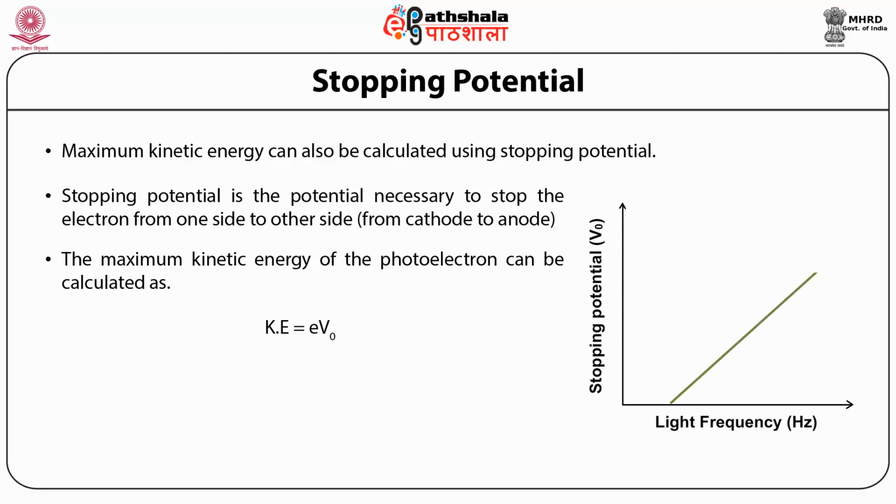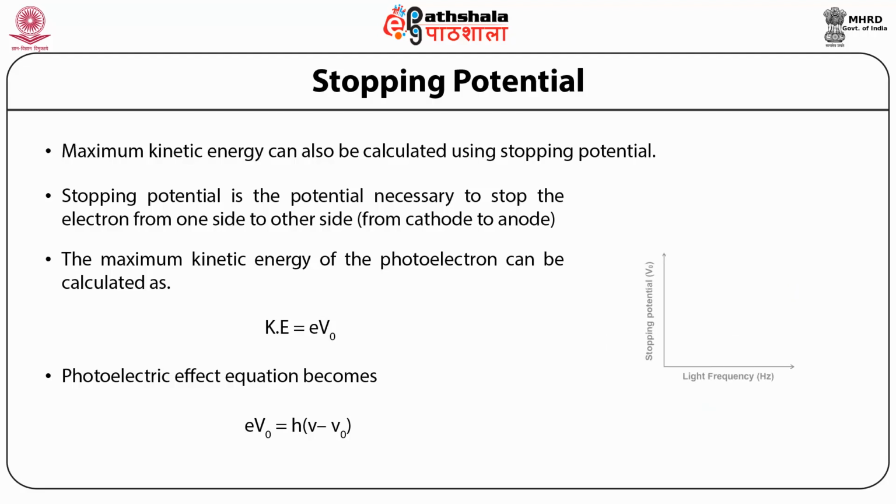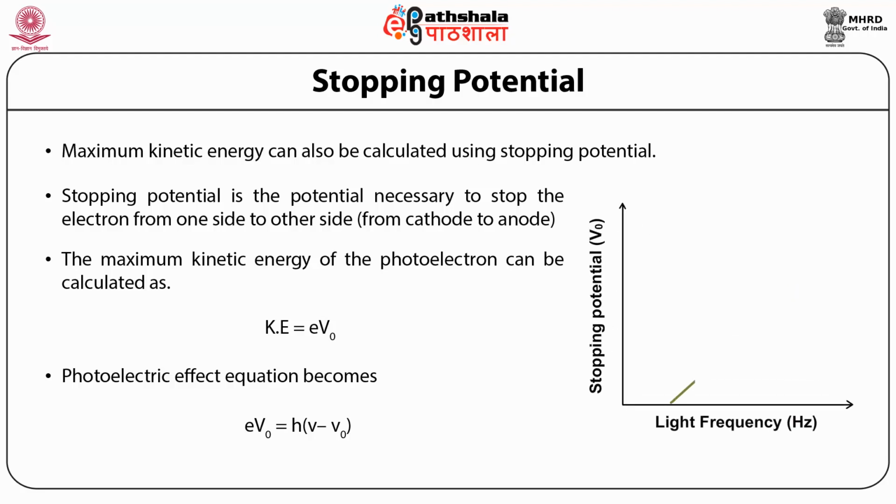Now, how do we interpret this? Slope is always the same for all targets. Y-intercept is different for different target materials. The photoelectric effect equation becomes eV₀ = h(ν − ν₀). V₀ is the stopping potential, and hν₀ is the work function of the metal. Work function is the minimum amount of energy required to remove an electron, and h is equal to 6.63 × 10^−34, that is Planck's constant.